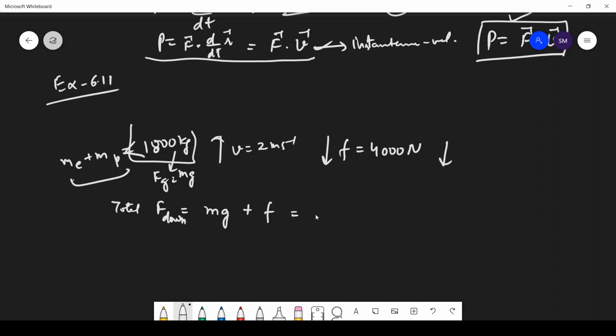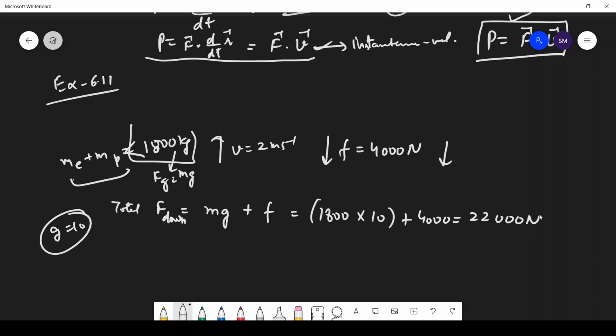So what is the gravitational force? M into g equals to, so mass is 1800, let it be maximum, into 10 plus 4000. Here, we should take g as 9.8, but if we are taking 10, then it should be given in the question that take g is equals to 10. But okay, let it be like this, plus 4000. So the total downward force is 22,000 Newton.